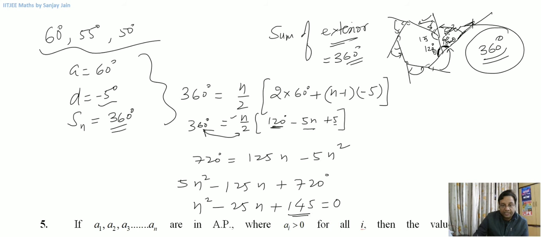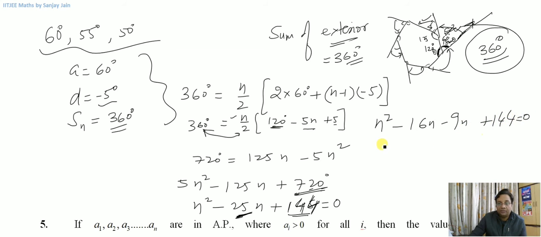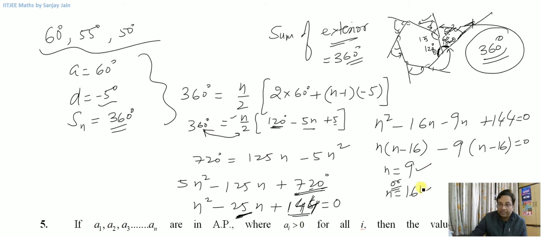Now we just need to solve this quadratic to obtain the value of n, right? Let us try and factorize it first. This, if divided by 5, will give me 144, so 144 here. Now this 25 can be written like this: n squared minus 16n minus 9n plus 144 equals 0. So if I take n outside, it will become n minus 16, minus 9 common, n minus 16 equal to 0. So n will either be 9 or 16. Right, now we need to validate our answer, whether it is 9 or 16.